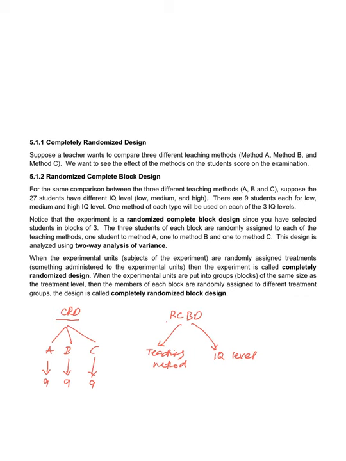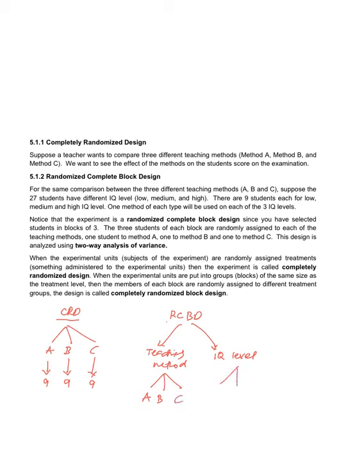In a simple way, CRD has only one factor that we are interested in studying, for example the teaching method just now. But for RCBD, we have the main factor or main interest, which is that we want to compare the teaching methods but according to the IQ level. Okay, for example, for the teaching methods we have A, B and C.